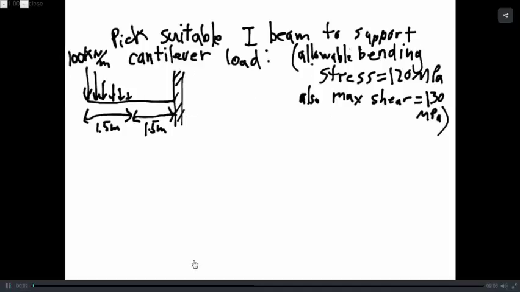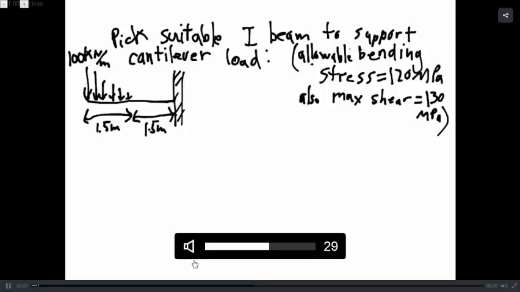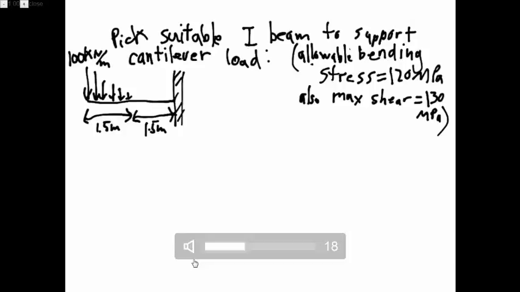Alright, here's our problem. The allowable bending stress is 120 megapascal and the allowable shear stress is 130. In this problem, we are going to account for the weight of the beam.